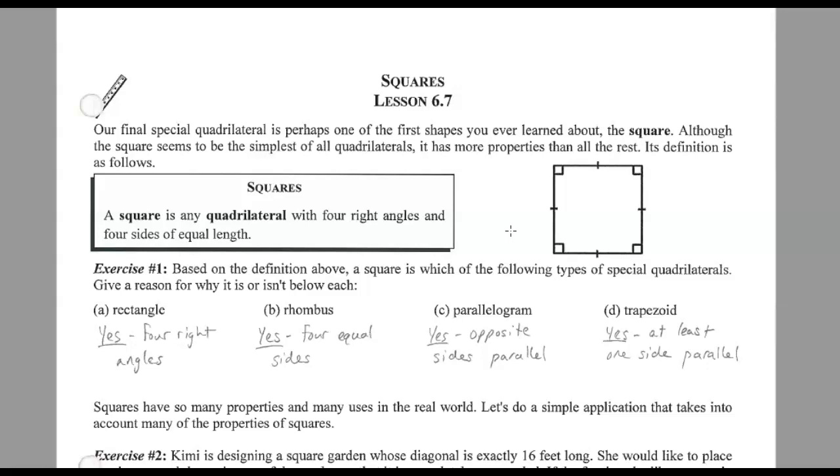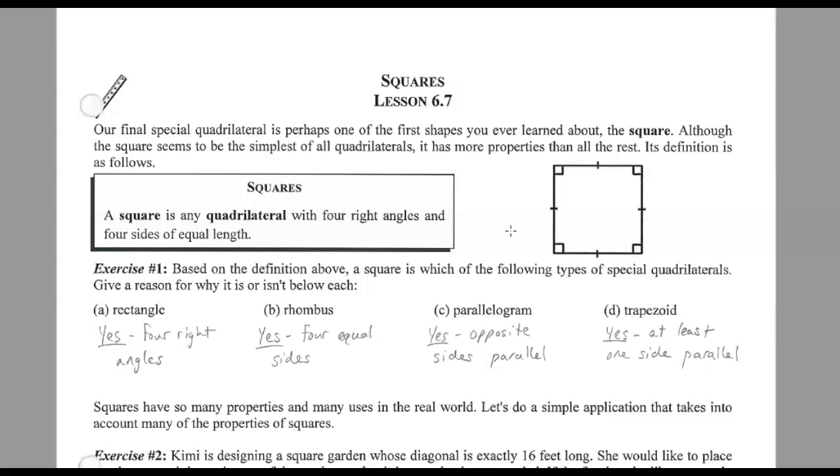length. So in exercise 1, based on the definition above, the square is which of the following type of special quadrilaterals? So we're looking to see if it falls under the umbrella of those other ones. And for a rectangle, it does because it contains 4 right angles. That's all that's required to be a rectangle. For a rhombus, yes, because it contains 4 equal sides, which is the only requirement for a rhombus.